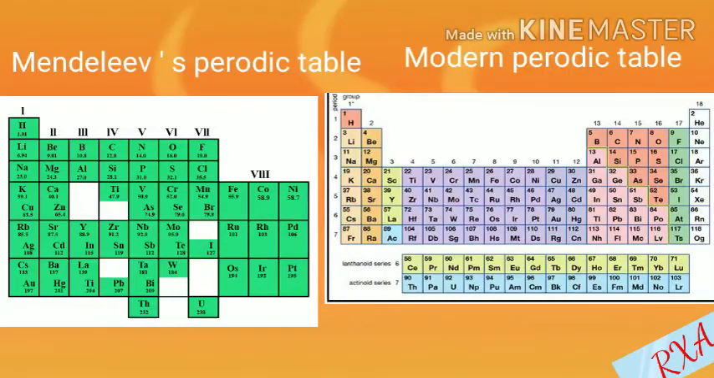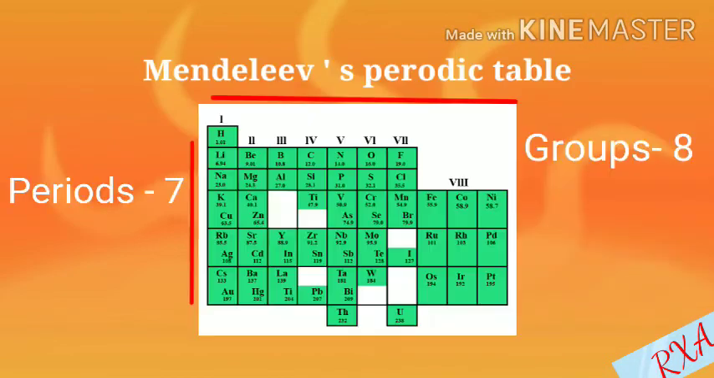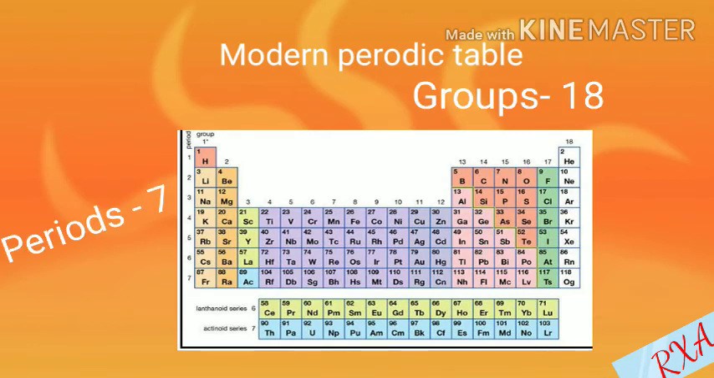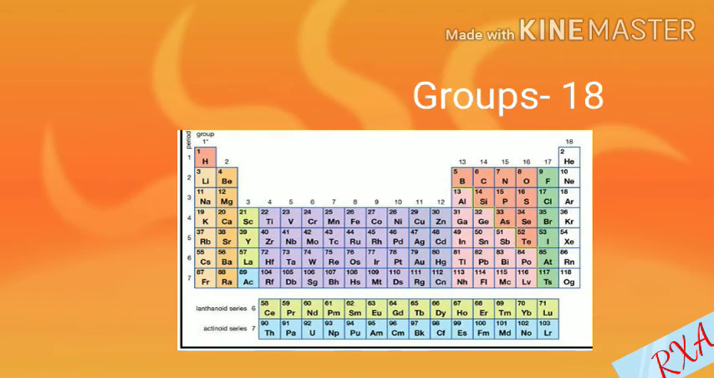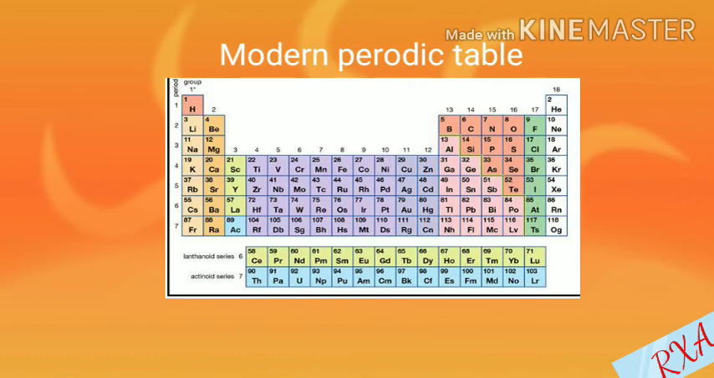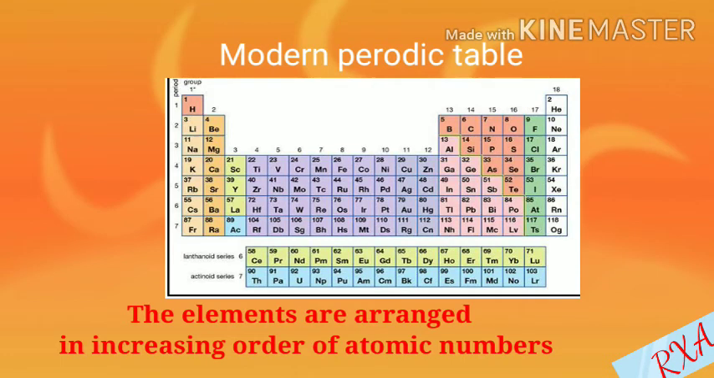Comparison between Mendeleev's periodic table and the modern periodic table. Point number 1. In Mendeleev's periodic table, there are 7 periods and 8 groups. In the modern periodic table, there are 7 periods and 18 groups. Point number 2. In Mendeleev's periodic table, the elements are arranged in the order of their increasing atomic masses. In the modern periodic table, the elements are arranged in the order of their increasing atomic numbers.